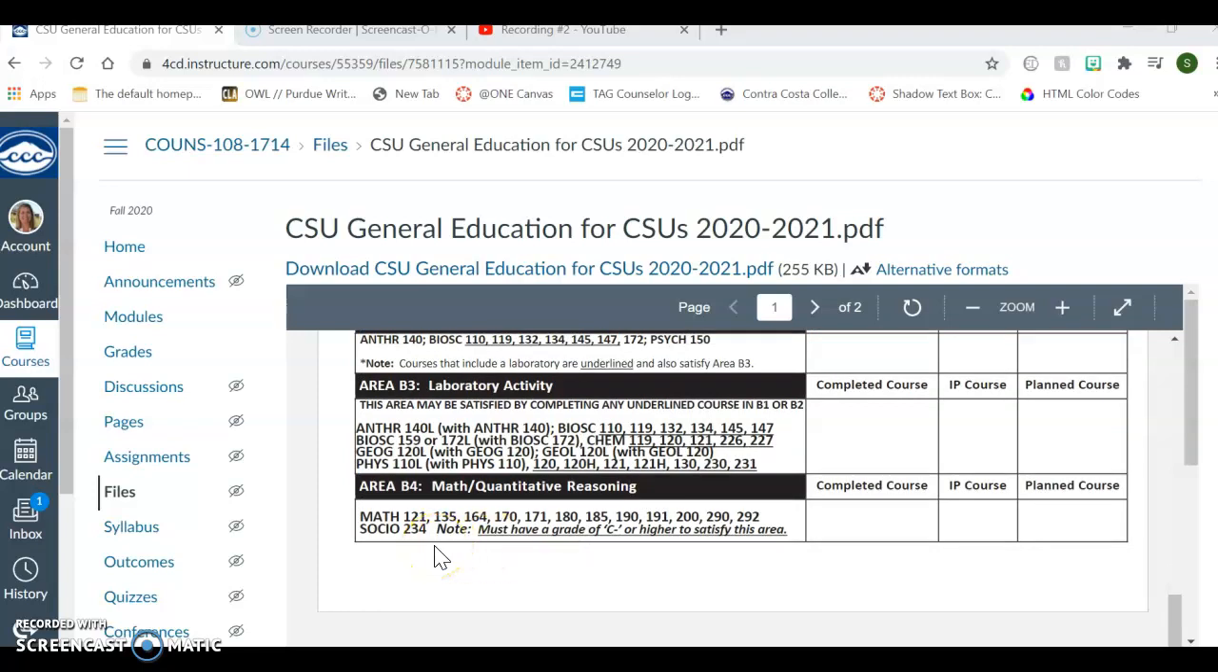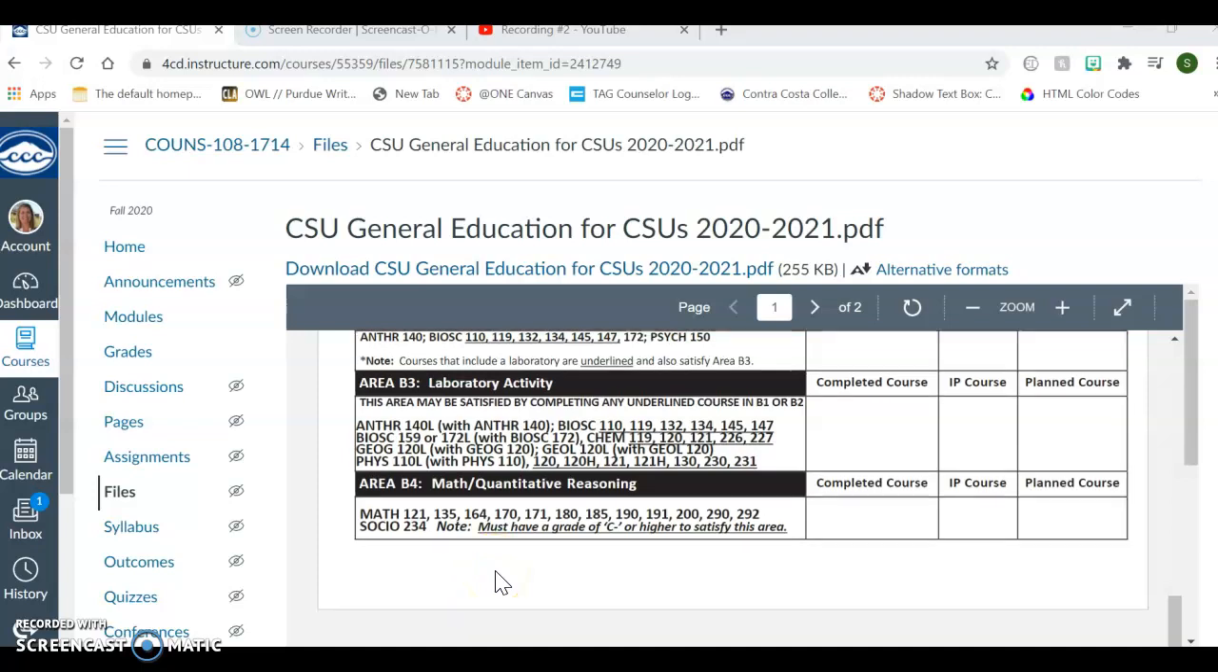The CSUs require one math course, a transferable math course. So as I mentioned on the CCC GE, Algebra 2 or Math 120 is not transferable and does not meet this requirement. However, many of these math courses are required for a major. In the math and placement section of the course, I go into a lot of detail about how you can efficiently choose the math class that's right for you and also meet general education.